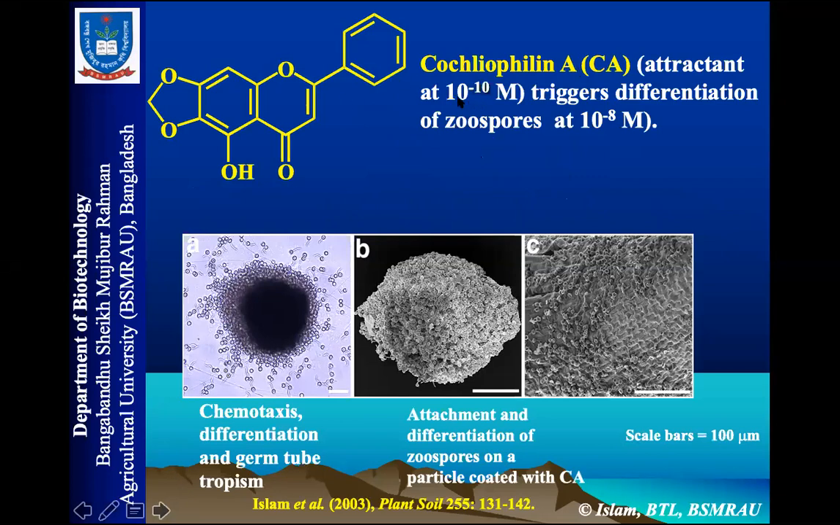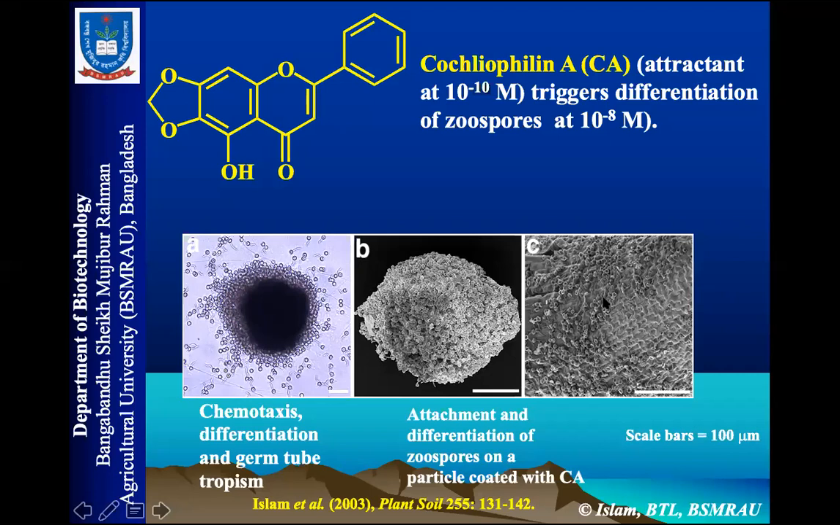And we found that a 10 to the power minus 10 molar concentration of cochliophilin A triggers attractant activity. That means it attracts zoospores. But when the zoospore comes to the root, the concentration is obviously higher, because the root is producing the compound and it is diffusing, with the concentration decreasing with distance. When the zoospore comes to the root surface, the concentration becomes much higher. At that concentration, the zoospore becomes encysted. That means the same compound at higher concentration triggers expression of different genes, and then encystment takes place. And not only encystment, germination also takes place. Here you can see zoospores germinated.